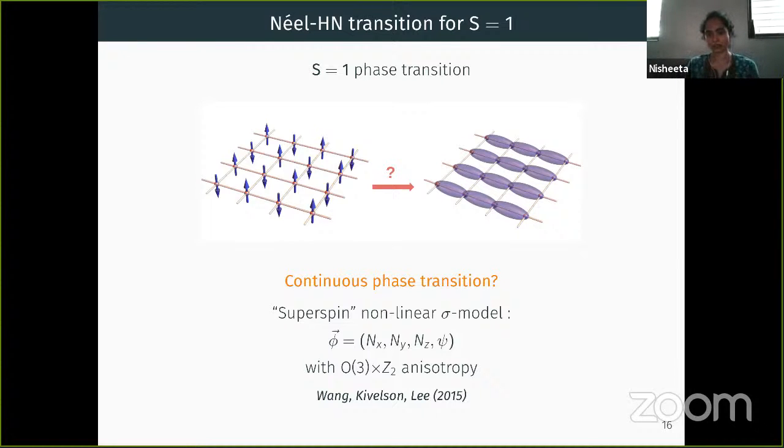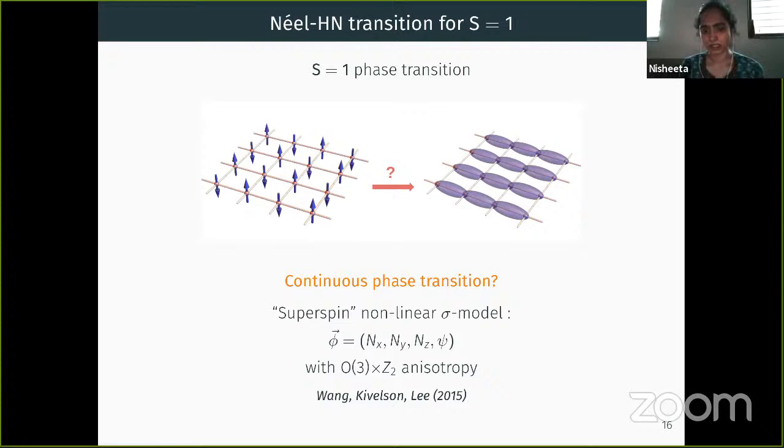So they propose that if you have an O(3) cross Z2 anisotropy that drives this transition, at the critical point you would have an emergent O(4) symmetry between all the components of this vector. So we were trying to verify this proposal of a possible exotic continuous transition with emergent symmetry.